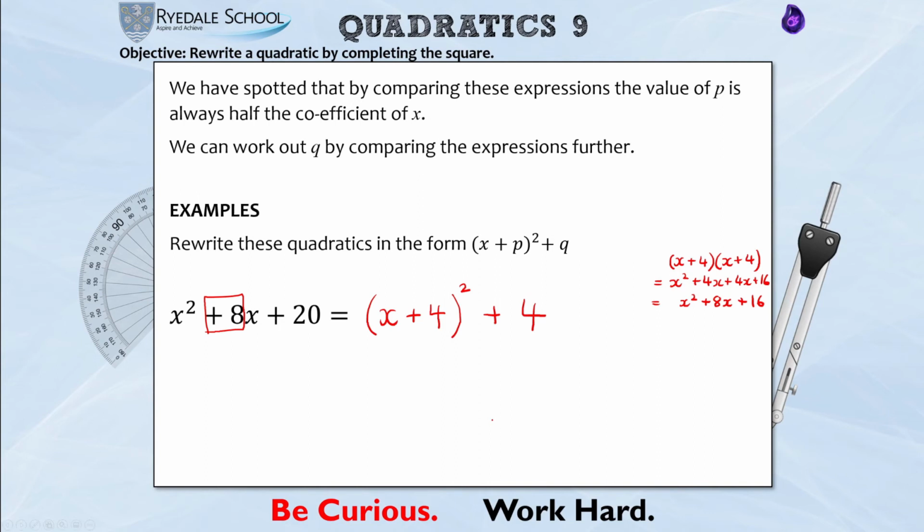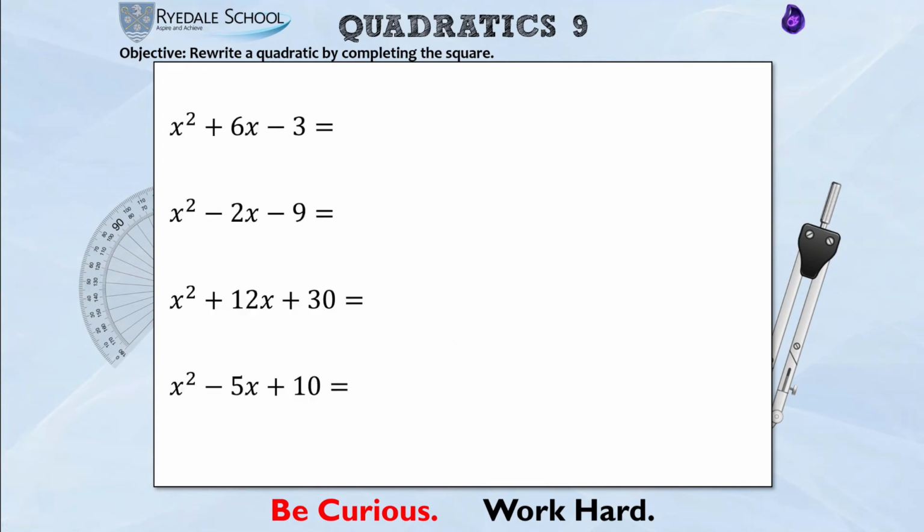Let's look at some more examples. So in my next example, I have x squared plus 6x take away 3. So first of all, I'm going to decide what needs to go into my bracket. It's always going to be x. And then remember, I am using half of the coefficient of x. Well, it's plus 6, so I need half of that, which is plus 3. Now I'm going to explore what (x plus 3) squared is the same as.